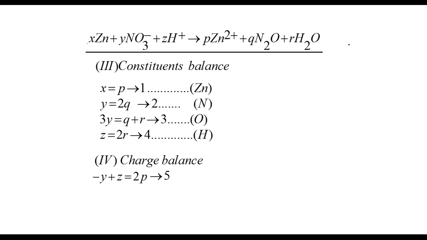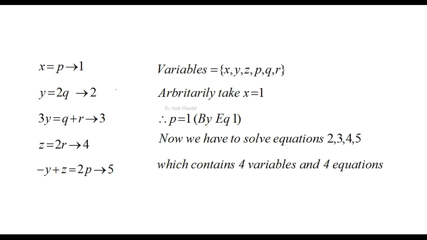So therefore, since it has 2+ charge, twice the positive charge, definitely the total charge on the right hand side is 2p. So the charge balance is now -y + z = 2p. Now we can see that we have a total of 5 equations. Equations 1, 2, 3, 4 are the constituent balance and equation 5 is the charge balance.